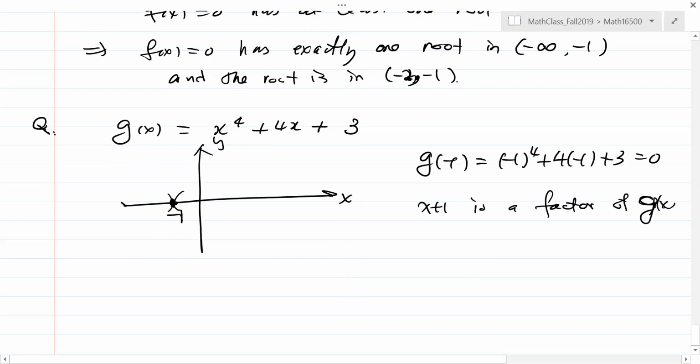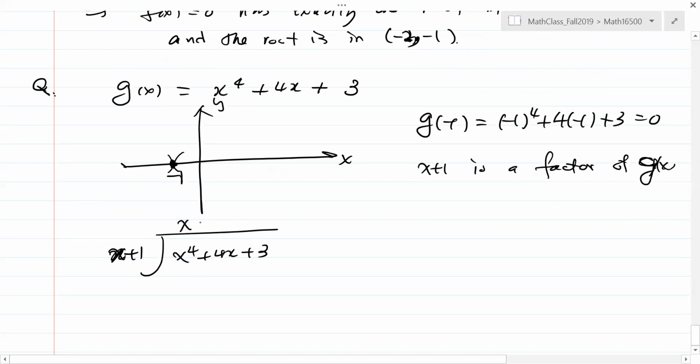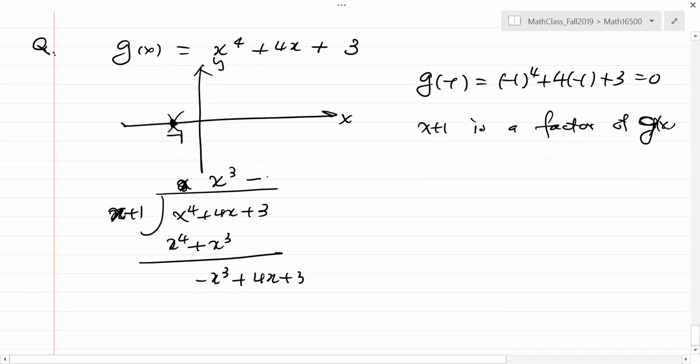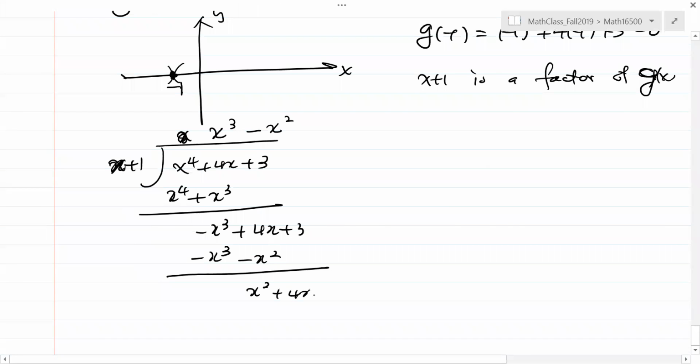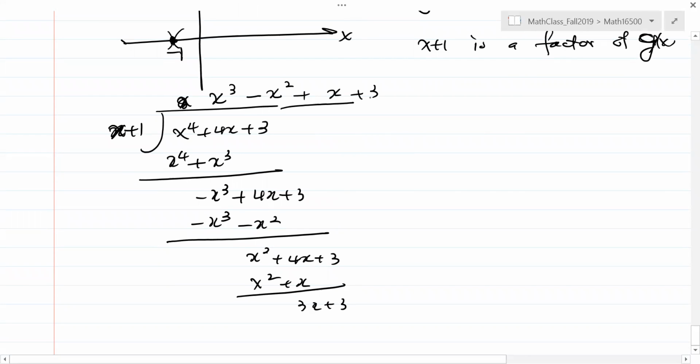Okay, so how do you factor g of x if you already know x plus 1 is a factor? It's a long division. So you get x cubed, so x to the fourth power plus x cubed. Then you take the difference. Then what you get should be negative x squared, so negative x cubed minus x squared. Then you take the difference, so you get x squared plus 4x plus 3. Then here put x squared plus x, and then 3x plus 3. Then 3x plus 3, so you get 0. So this is the quotient.